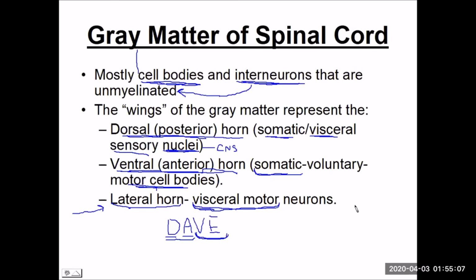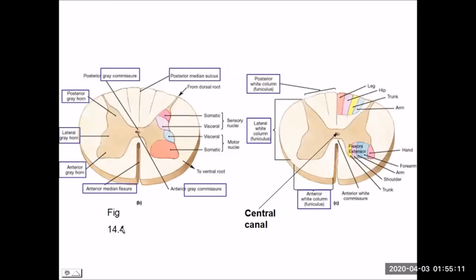Now, there's a great figure in the textbook we'll skip to. This figure right here shows the very same thing visually. So we can see an anterior gray horn, the little bump of a lateral gray horn, and we have the much longer posterior gray horn. You could always interchange the words posterior and dorsal, anterior and ventral. You could always interchange those words.